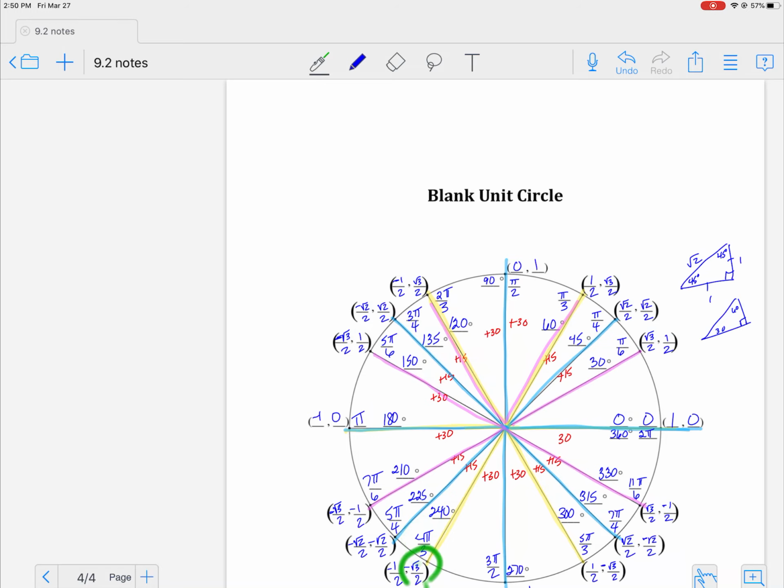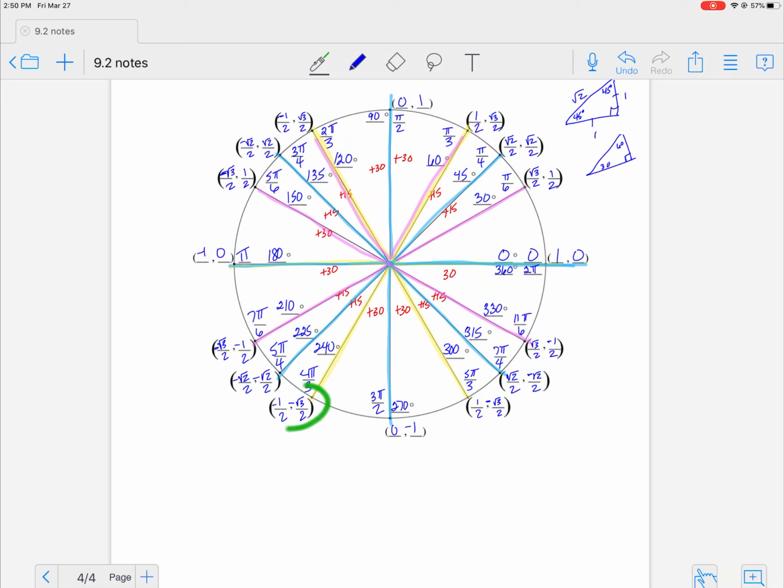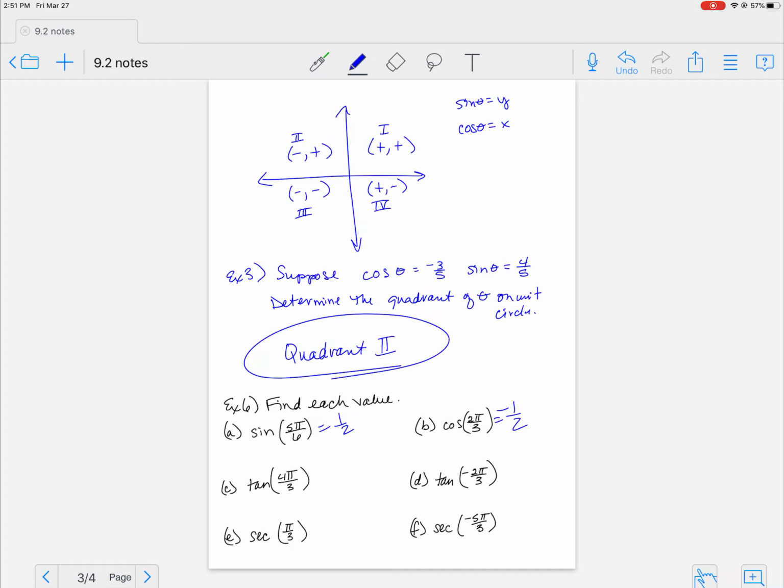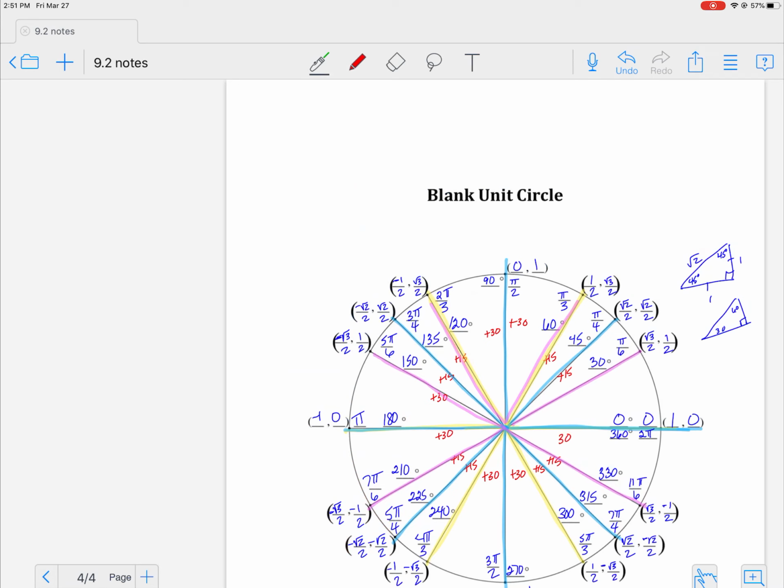Tangent of 4 pi over 3. Now 4 is bigger than 3, so I know this is going to be in my third quadrant. Tangent is sine over cosine. So what's happening with a negative divided by a negative? That's positive, people. Good. So this is the negative square root of 3 over 2 over -1/2. Negative divided by negative is positive. When you multiply by the reciprocal, those 2's cancel out, and I'm just left with a positive square root of 3.